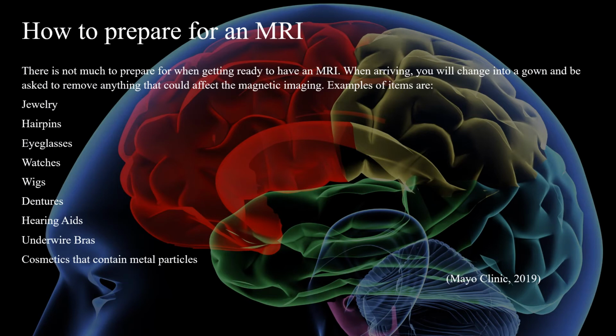There is not much to prepare for when getting ready to have an MRI. When arriving, you will change into a gown and be asked to remove anything that could affect the magnetic imaging. Examples of items are jewelry, hairpins, eyeglasses, watches, wigs, dentures, hearing aids, underwire bras, and cosmetics that contain metal particles.